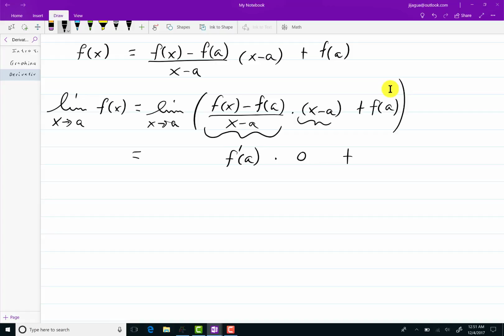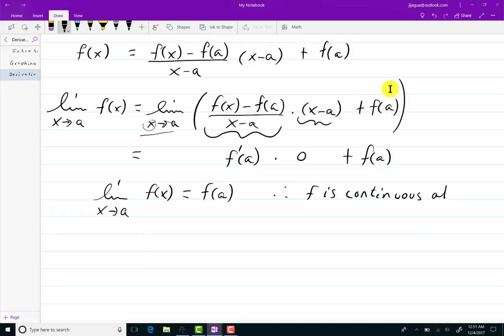And f of a has absolutely no h in it, so it is unaffected by the limit. X going to a doesn't mean that a is involved in doing anything. X is the variable here. So since there's no x in it, no h, no nothing, that is just f of a itself. So when you clean up everything, the limit is not h goes to 0, but x goes to a. F of x equals f of a. So therefore, f is continuous at a.